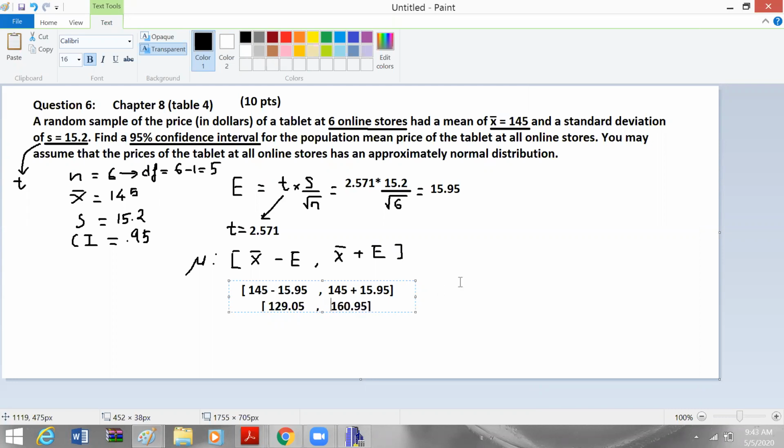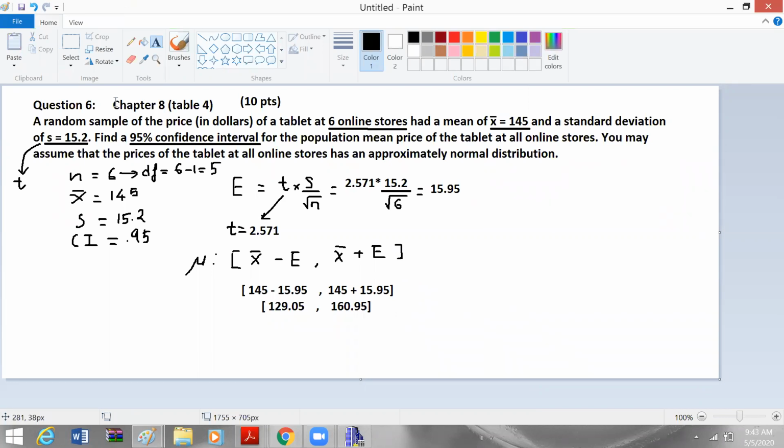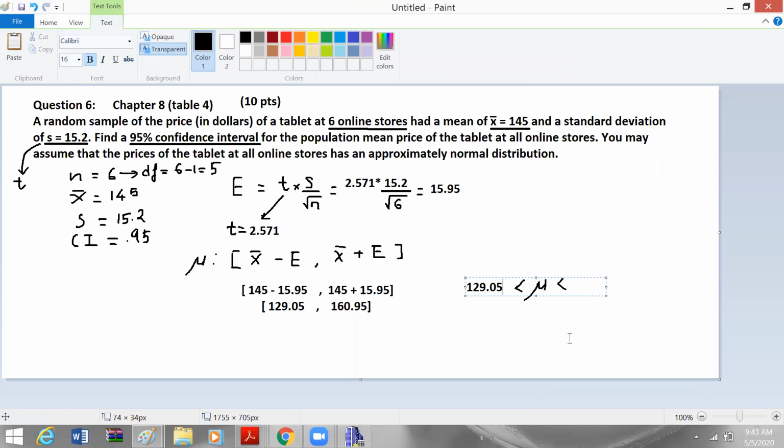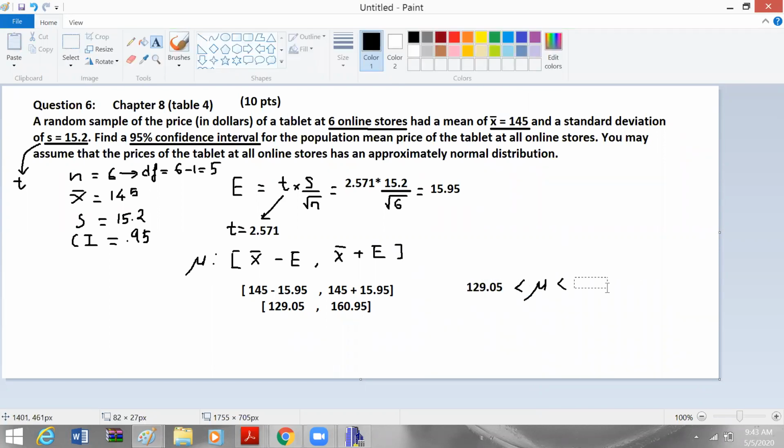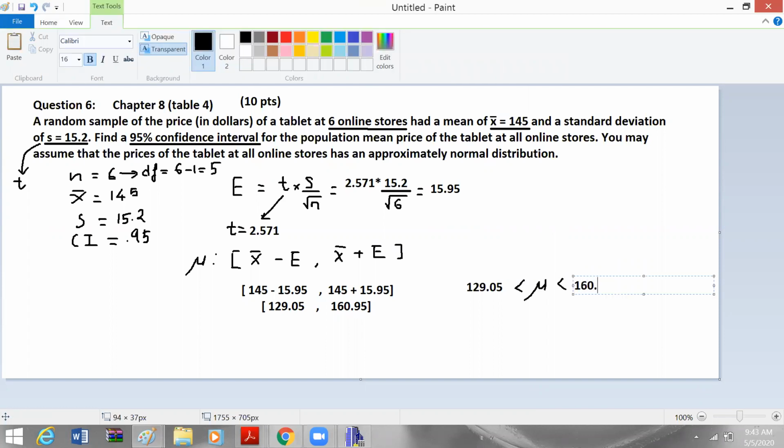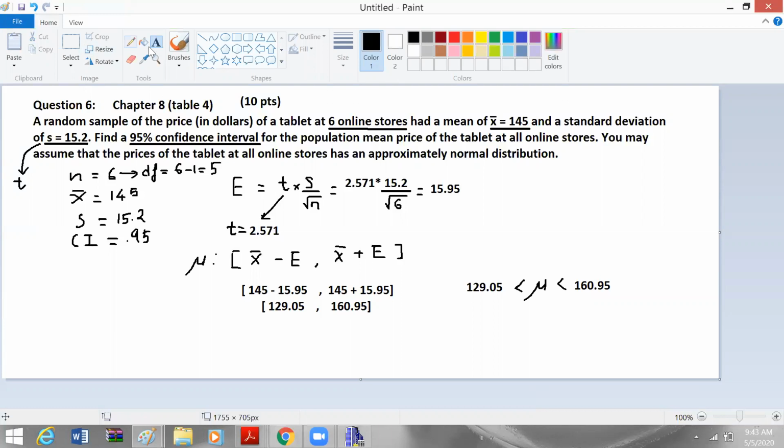And sometimes the questions ask us to write them down. The 95% confidence interval is bounded between 129.05 and 160.95. Sometimes we need to put them down as 129.05 to 160.95, or sometimes we need to write them down at 95% confidence, and this is what we need to do.